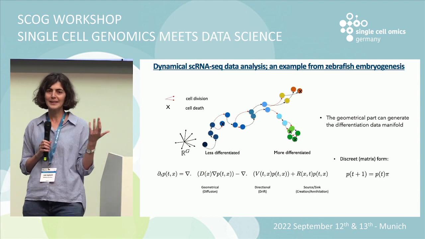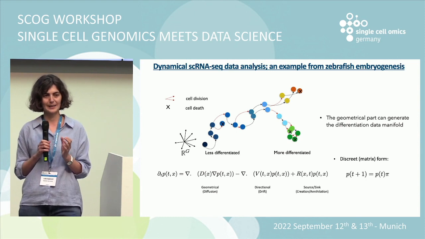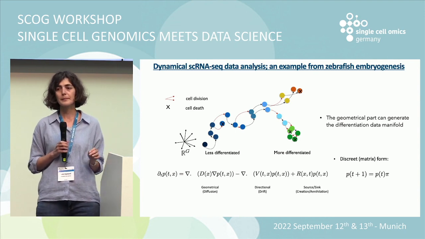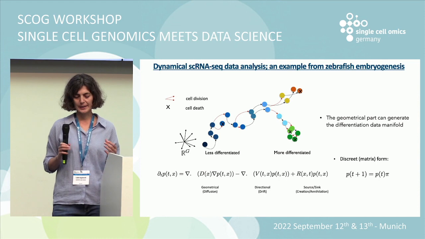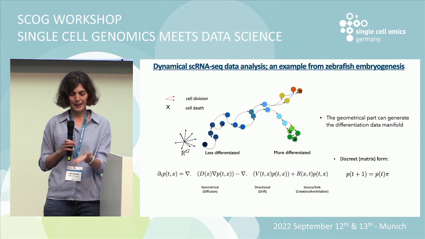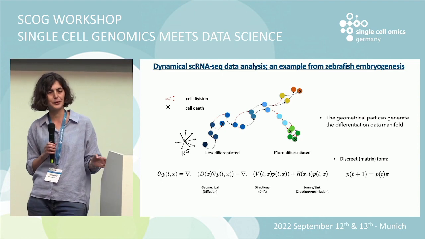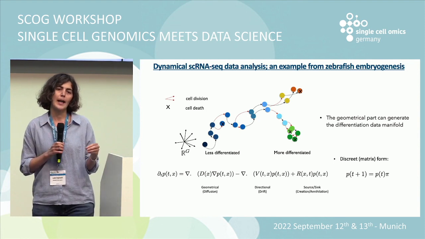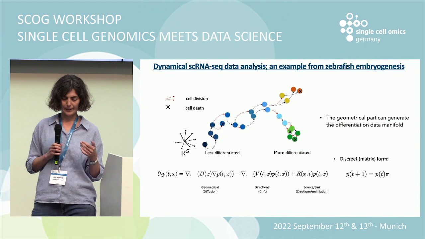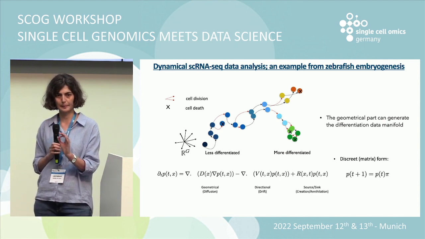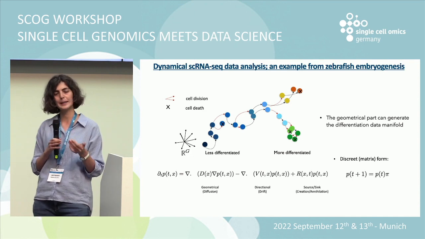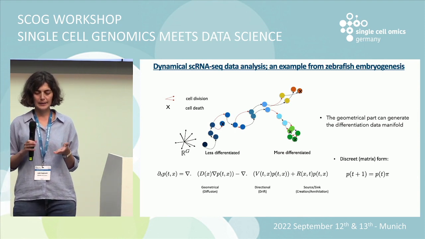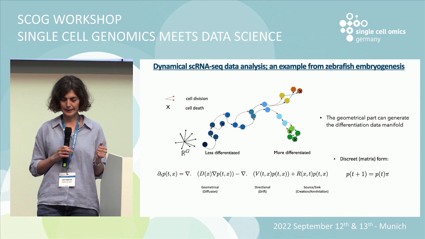There is some directional term, like the forces that push the cells towards more differentiated states, and then you can have cell death or cell birth. All of this you can put in a dynamical equation. This is called the diffusion-drift equation, or sometimes the Fokker-Planck equation, that describes how the probability density, shown here by P of time at a specific position in your phase space, changes over time. The derivative with respect to time consists of these three different terms that I just explained.